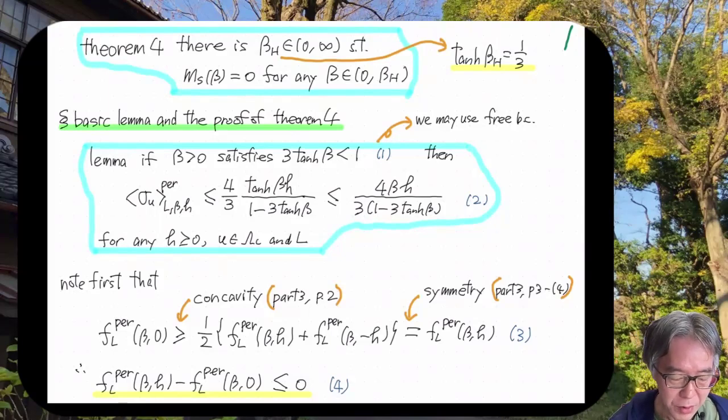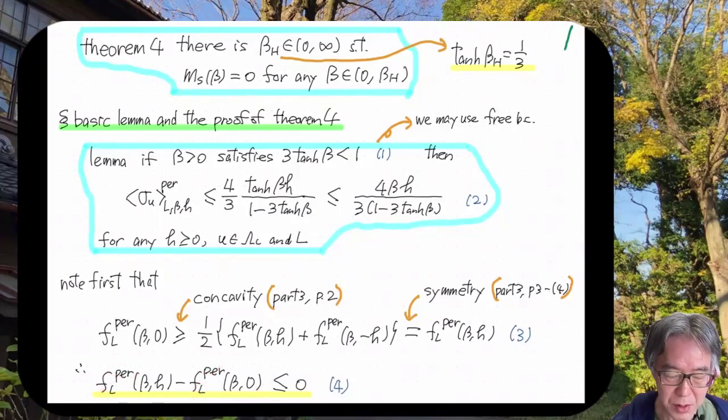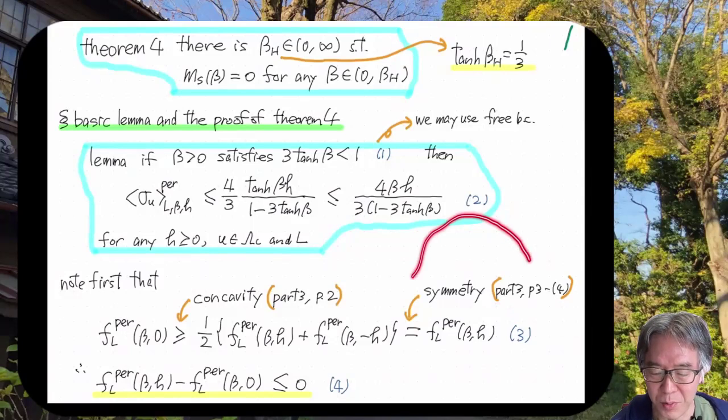Okay, so I will first note that the free energy density for finite system size and in the periodic boundary condition satisfies this inequality here. And this is actually simple. This comes from two facts. First of all, this f is a concave function of h. And also it is symmetric, an even function. So if you want to draw a graph of a concave function which is also even, then what you can do is simply like this, and here it is h equals 0. So it takes maximum at h equals 0. So this is what it says.